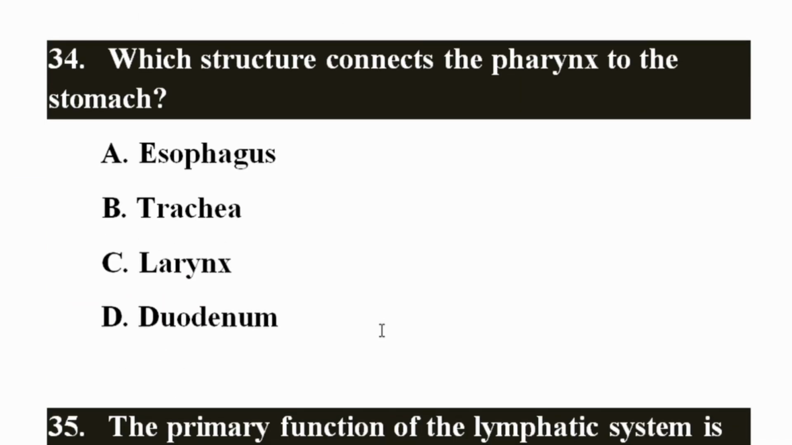Which structure connects the pharynx to the stomach? The right option is Alpha, esophagus. The esophagus is a muscular tube that transports food to the stomach.